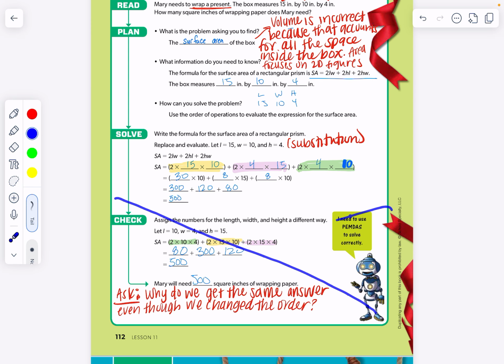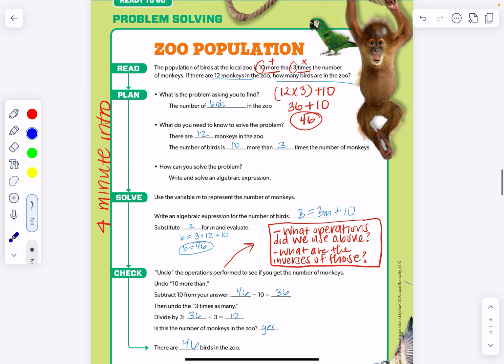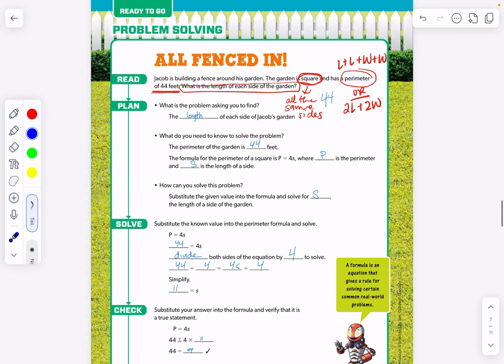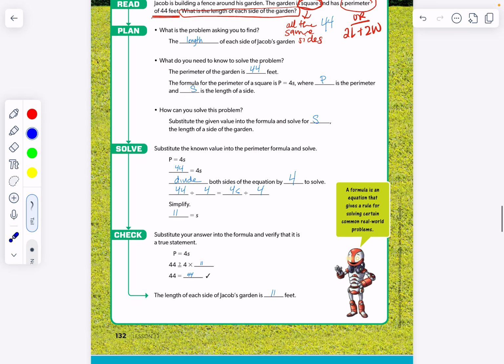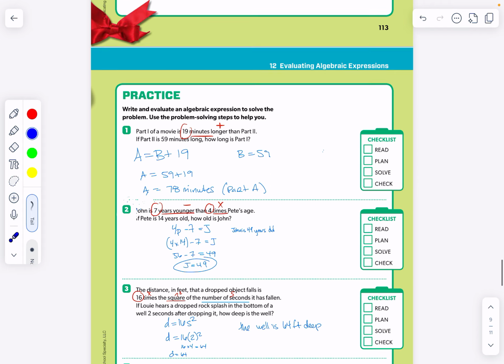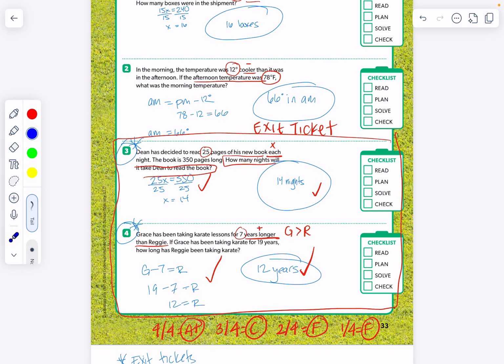And then I would say you don't need to focus on anything else here. We just want to highlight the substitution piece. And then you can jump into this question as well, just showing students how to, again, use substitution to help you solve problems before launching them into partner time on this page. And then questions 3 and 4 for their exit ticket.